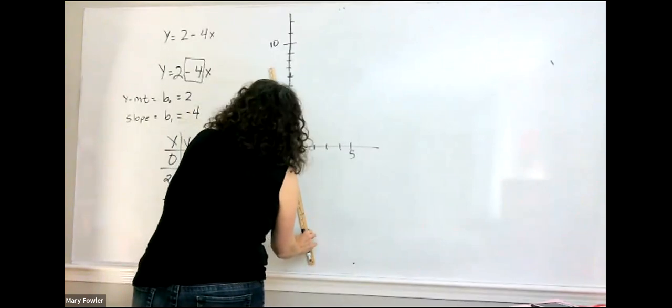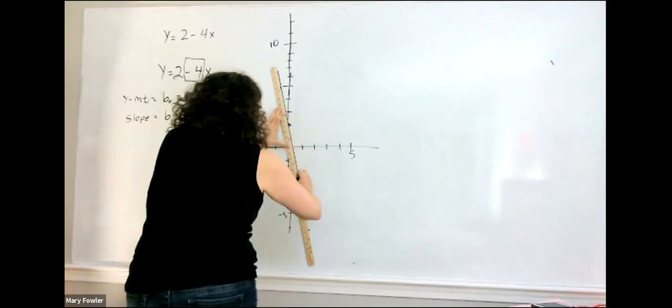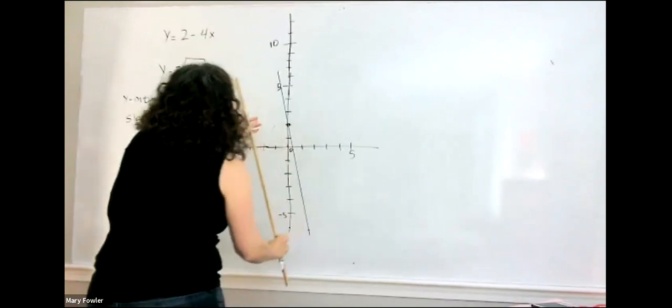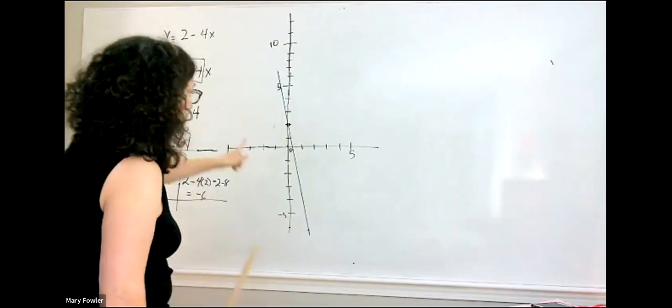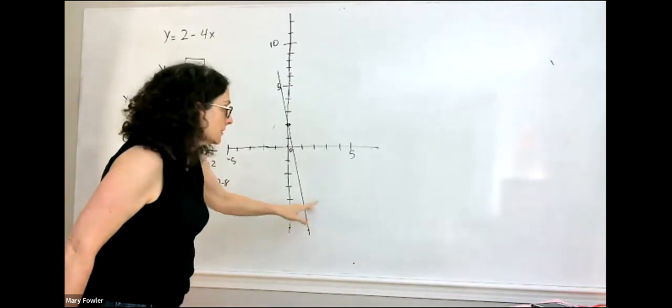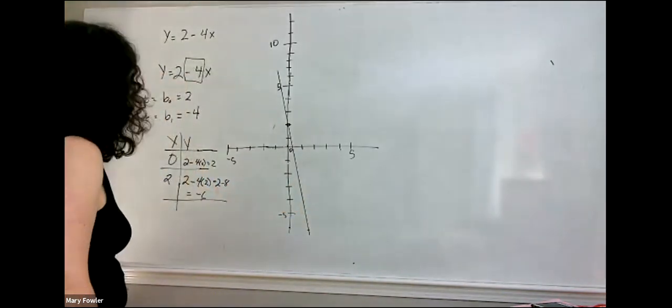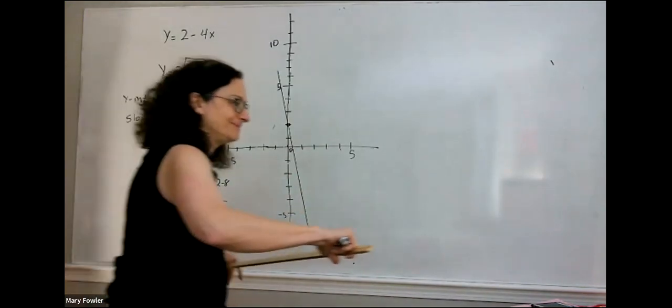And we see here that the line, when I graph it, has this negative slope on it. So as we move to the right, the line actually goes down. And that's what it looks like to have a negative slope.